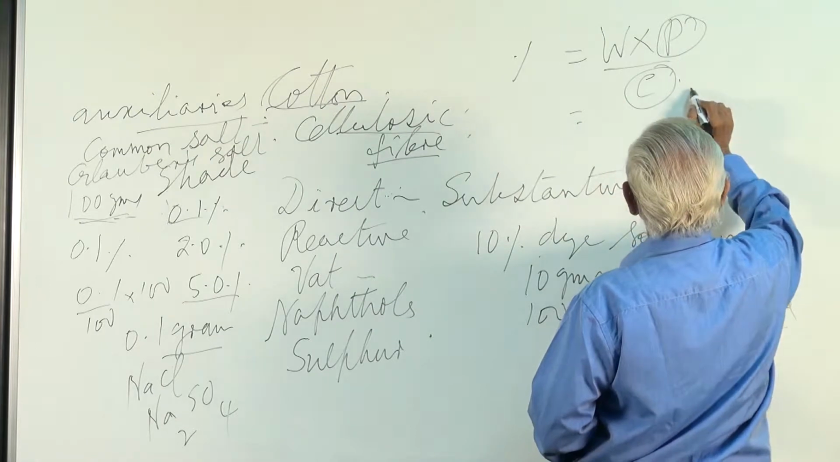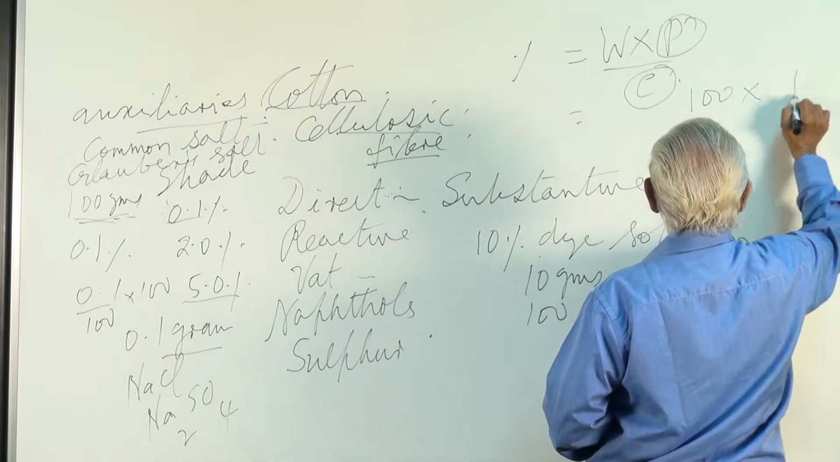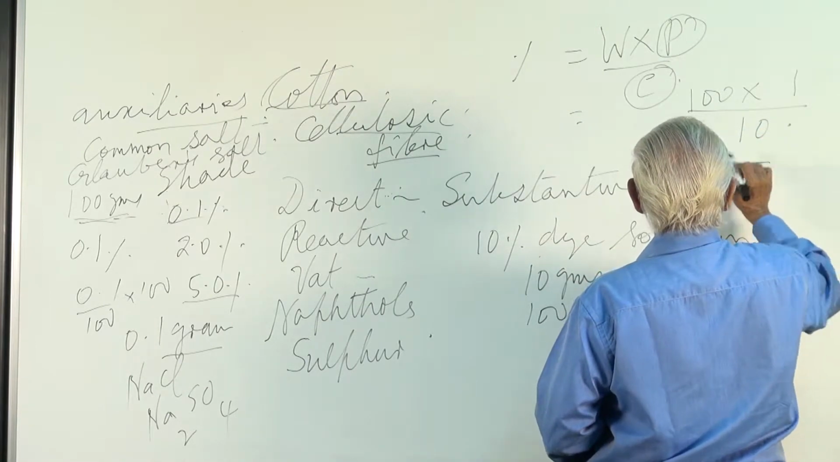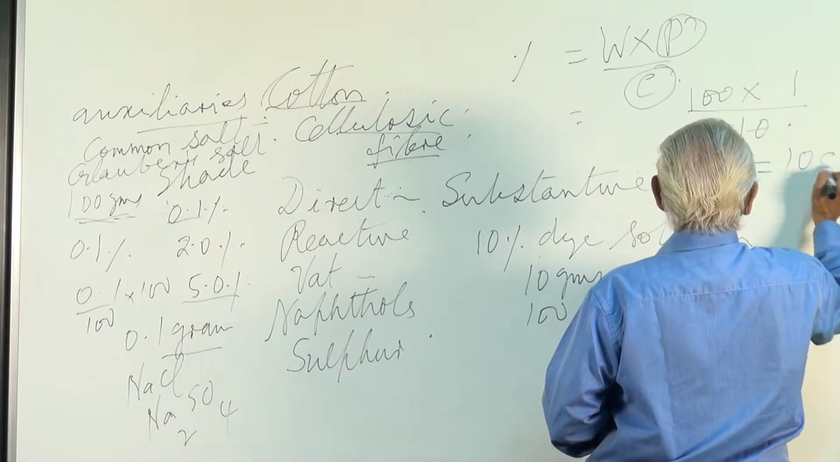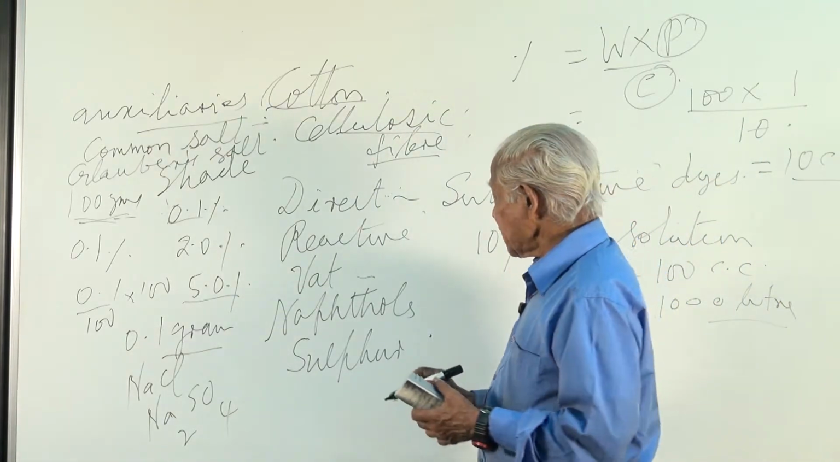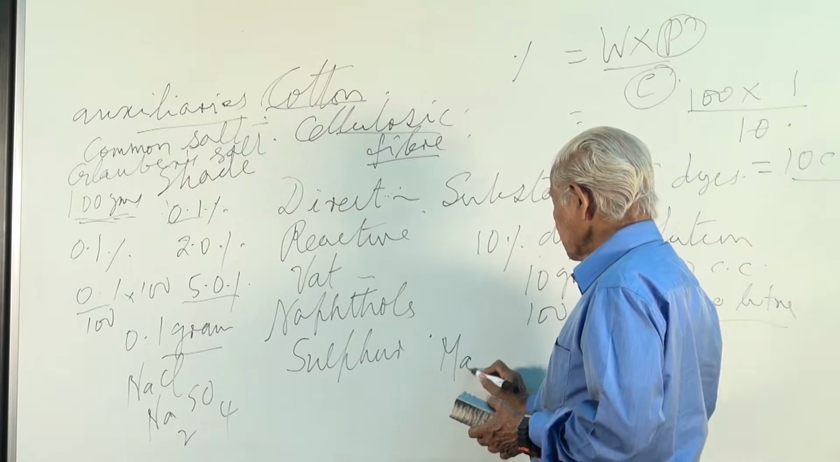For example, if this is 100 and percentage shade is 1% and this concentration of the dye solution prepared is 10, so 10 cc of this one is taken, and then what we have is called a material to liquor ratio.